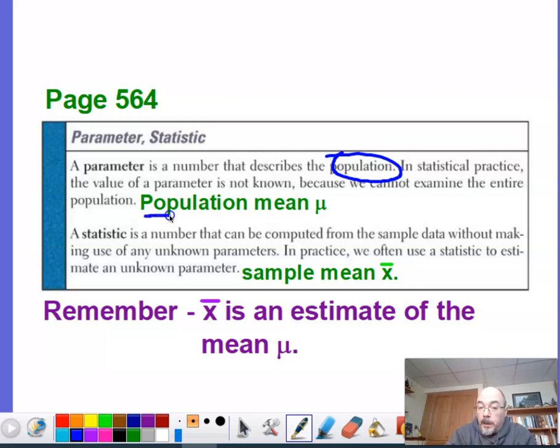And remember, when we talk about the population, the symbol we use is that Greek letter mu. That stands for the mean. A statistic is a number that can be computed from the sample data without making use of any unknown parameters. In practice, we often use a statistic to estimate the parameter. The sample mean is the x bar. That's the symbol we use. Now remember that x bar is an estimate of the population mean.